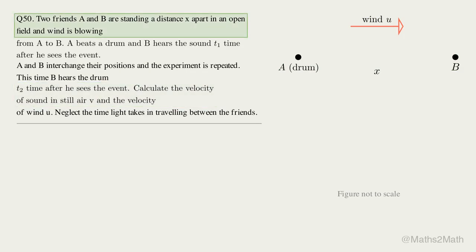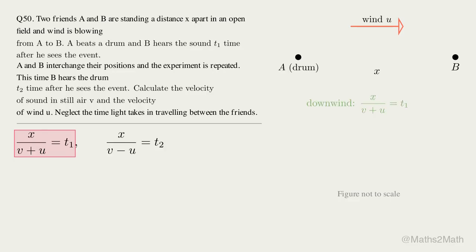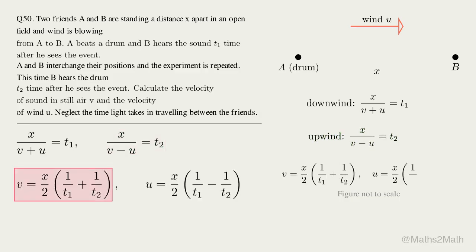What does this mean? The wind carries sound. Downwind it travels at V plus U, upwind at V minus U. Downwind, X over V plus U equals T1. Upwind, X over V minus U equals T2. So V plus U is X over T1, and V minus U is X over T2. Adding and halving gives V, subtracting and halving gives U.